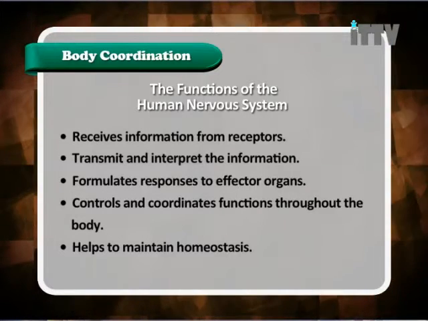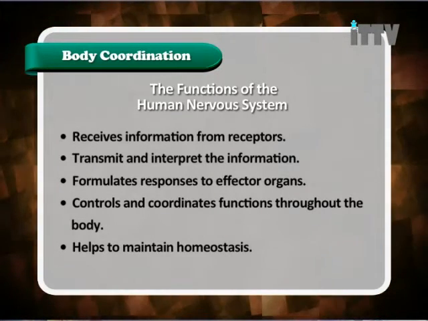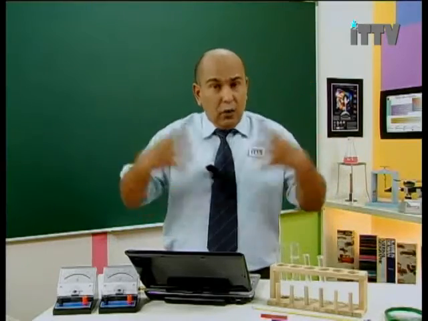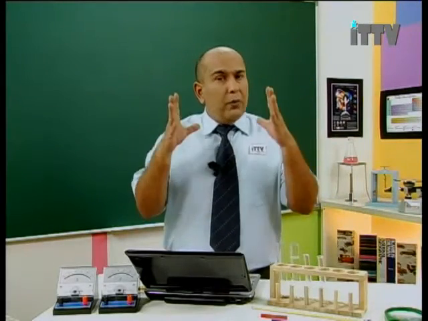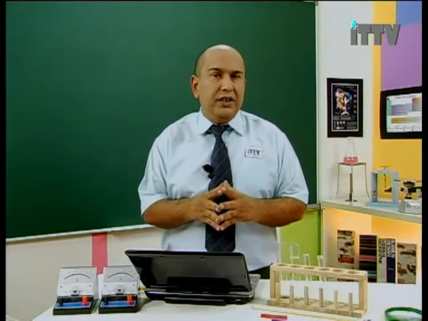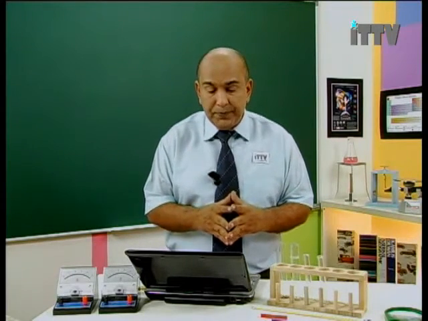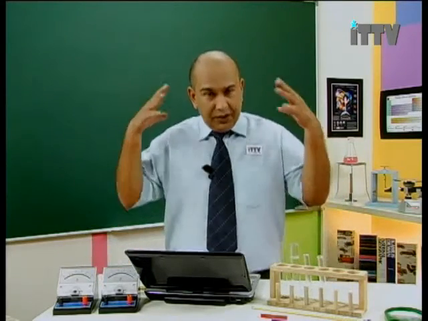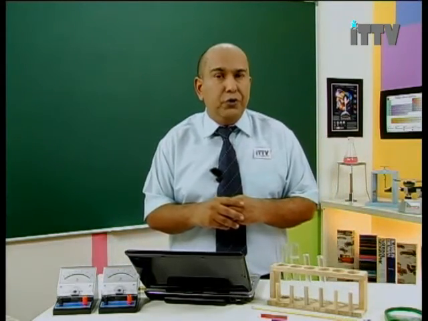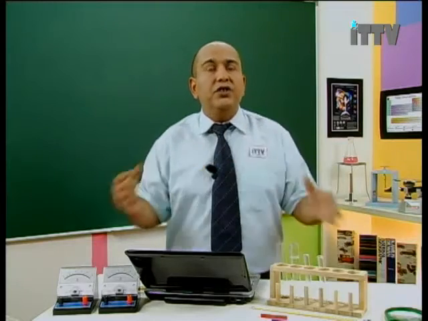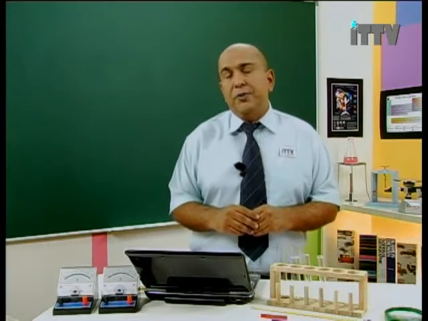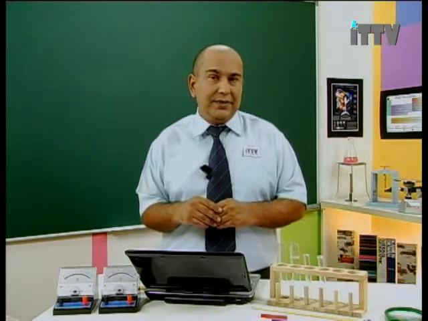Then we need to transmit and interpret the information. The information has to be sent to the brain or the central nervous system, where we analyze the information and try to work out what to do. Finally, we formulate responses, which means we work out how we're going to respond to the stimulus. All of this together helps to maintain homeostasis.